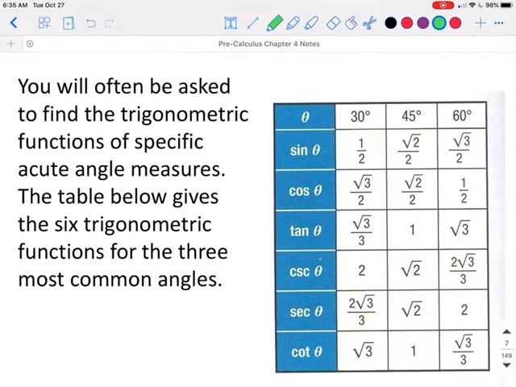Tangent will be radical 3 over 3. Cosecant would be 2. Secant would be 2 radical 3 over 3. And cotangent would be radical 3. We have the same rules for a 45-degree angle and a 60-degree angle, and we will see all of these pop back up once we get to our unit circle.